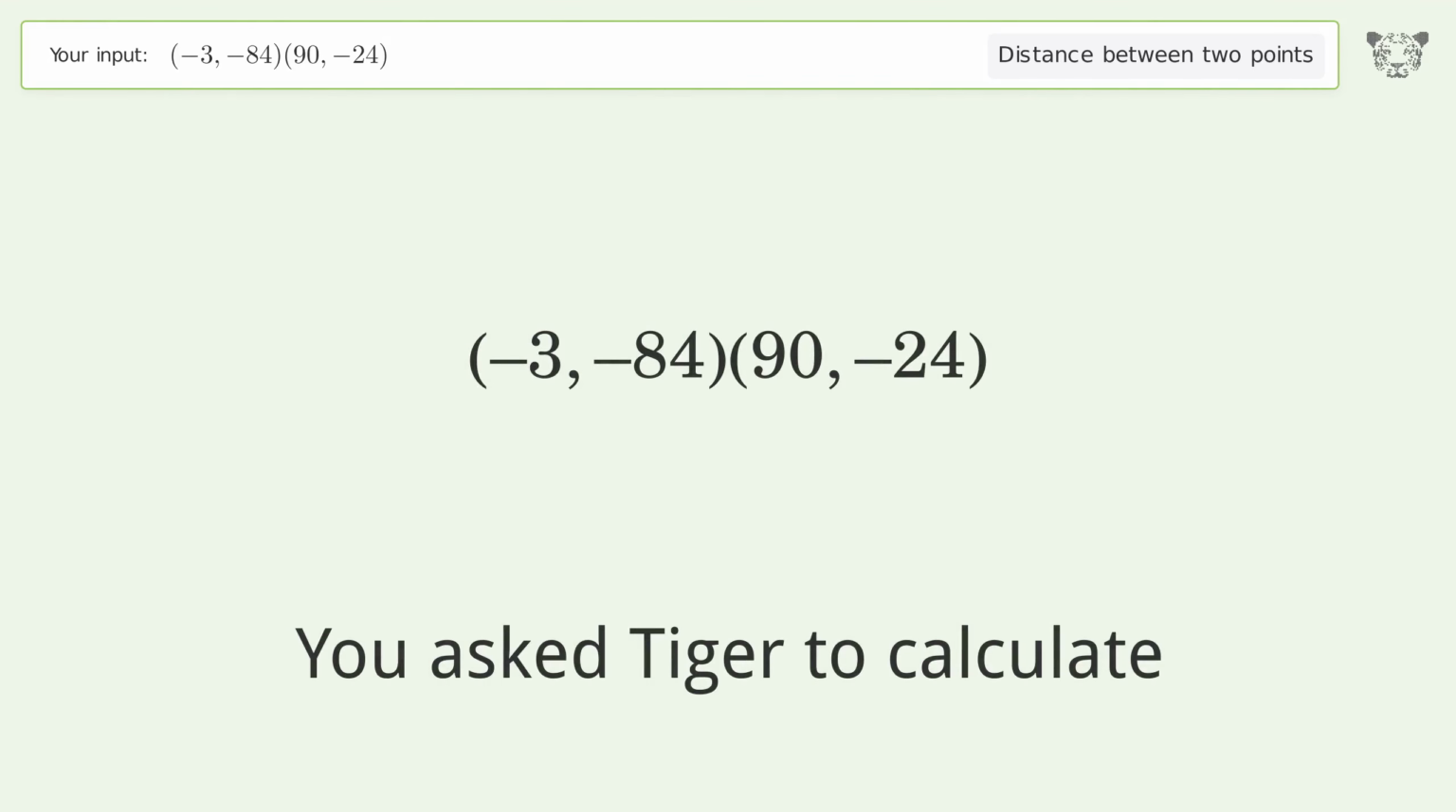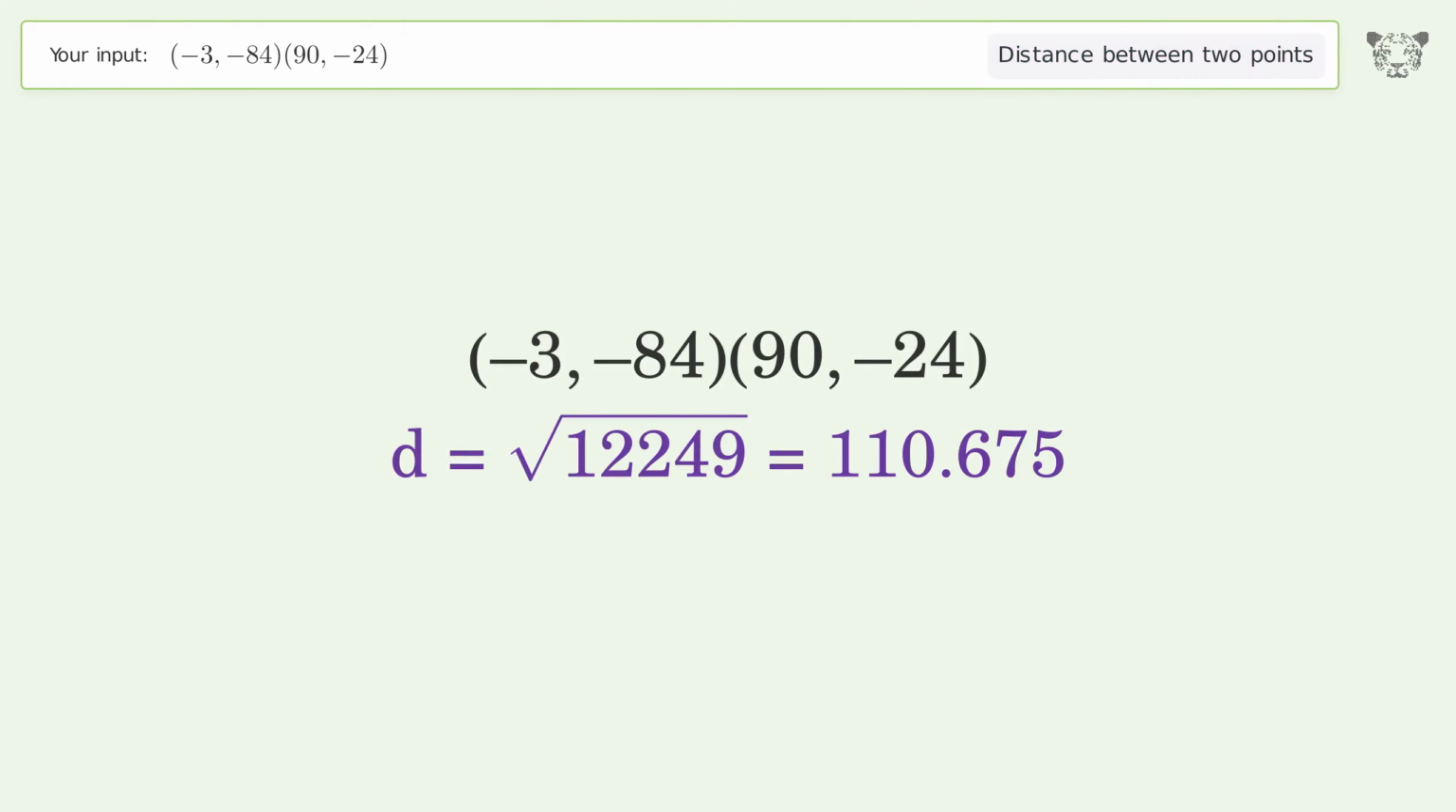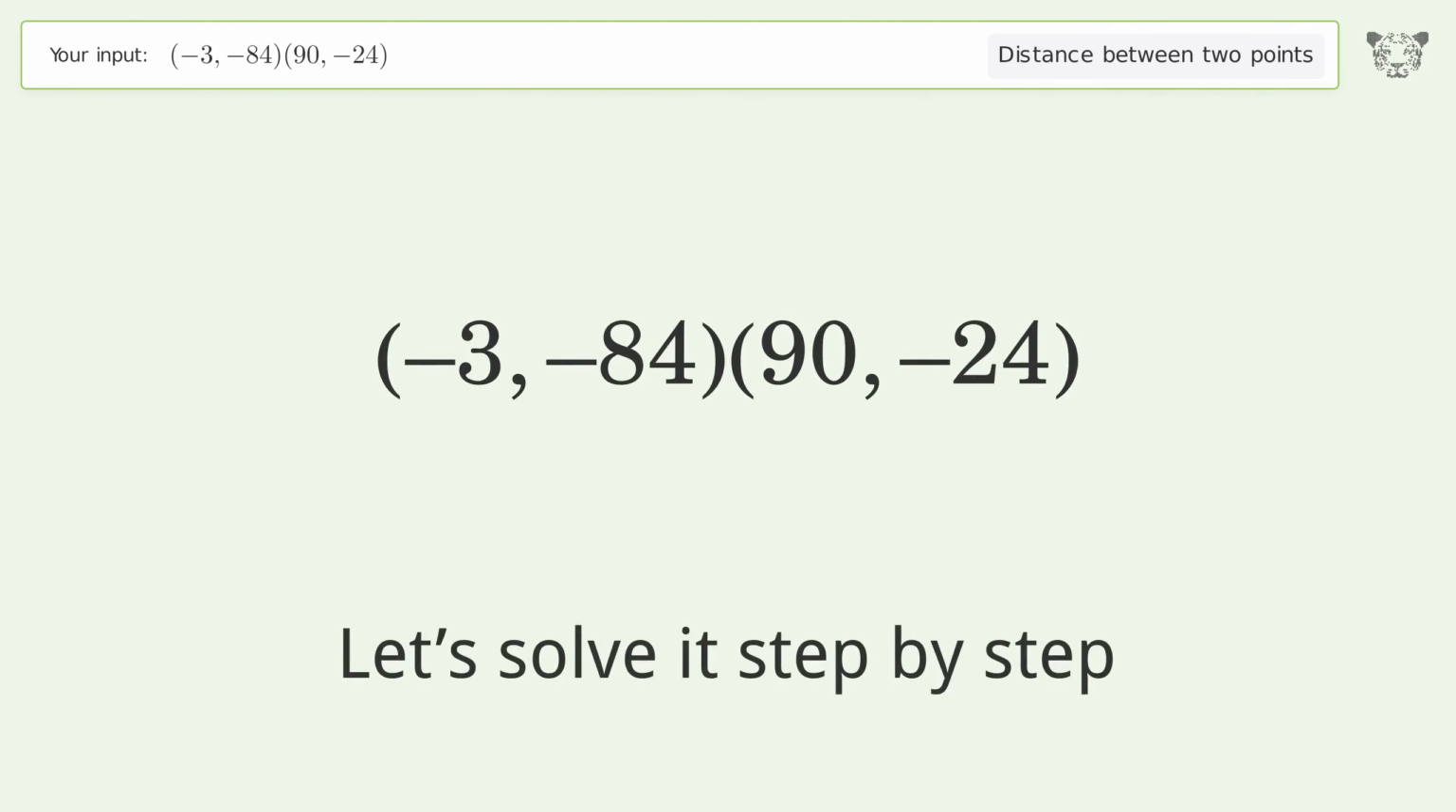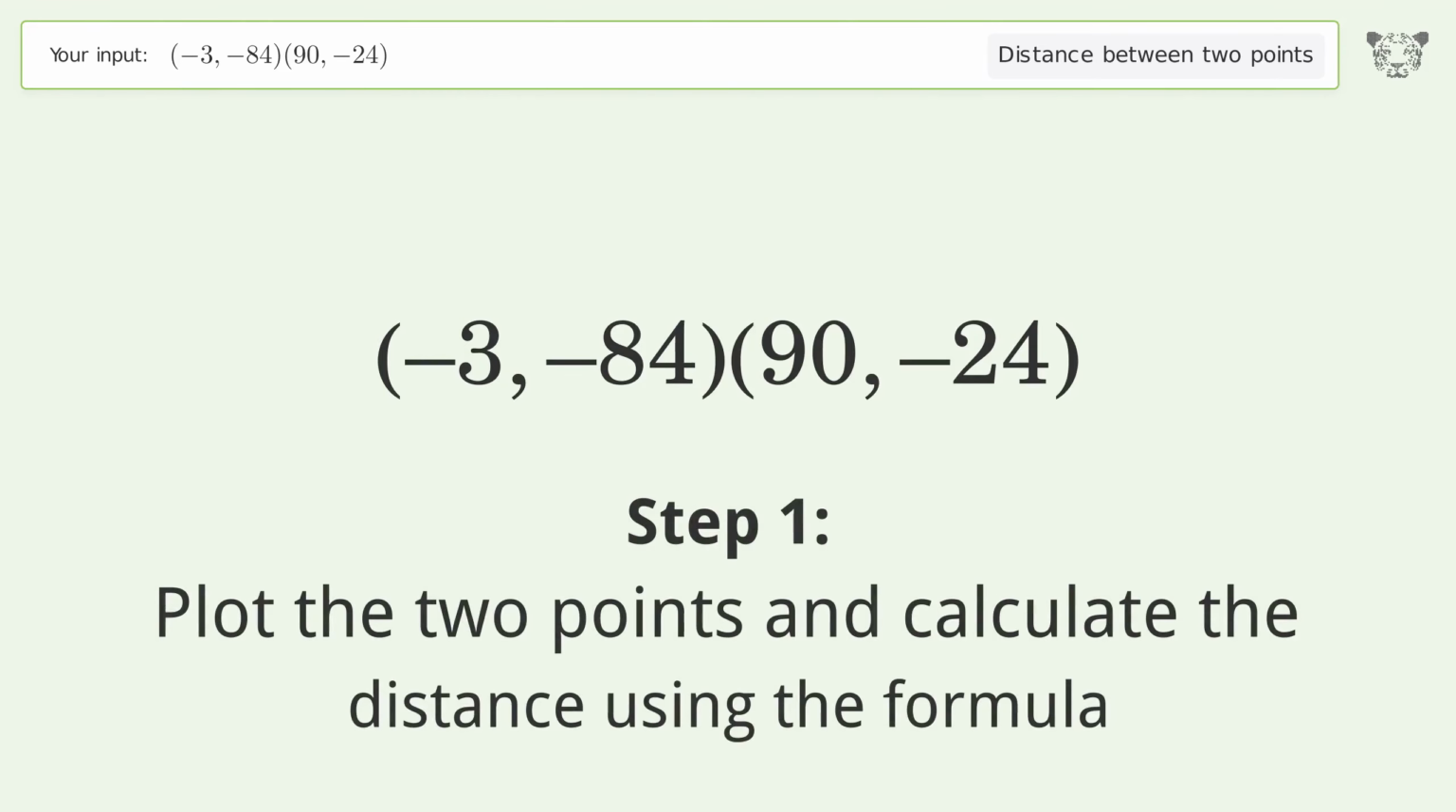You ask Tiger to calculate. This deals with the distance between 2 points. The distance between the 2 points is the square root of 12,249, or 110.675. Let's solve it step by step. Plot the 2 points and calculate the distance using the formula.